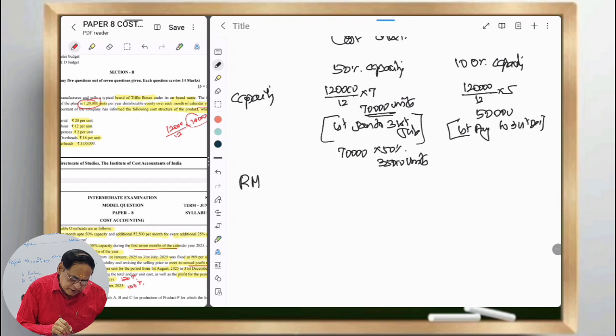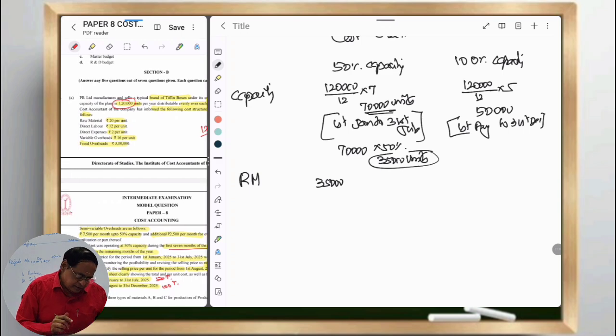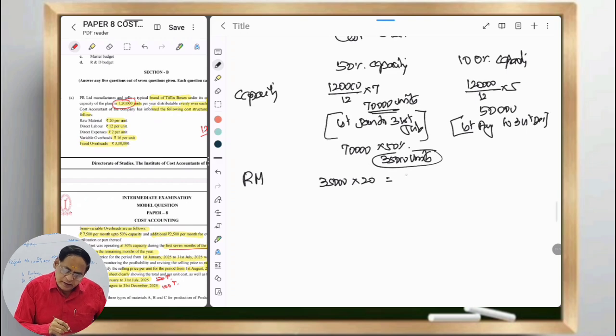So, total installed capacity is 1,20,000. For 7 months the installed capacity is 70,000. Out of that we are using only 50% capacity, that is 35,000 units. So, the raw material rate is 20 rupees per unit. So, 35,000 into 20, that is 7 lakhs.